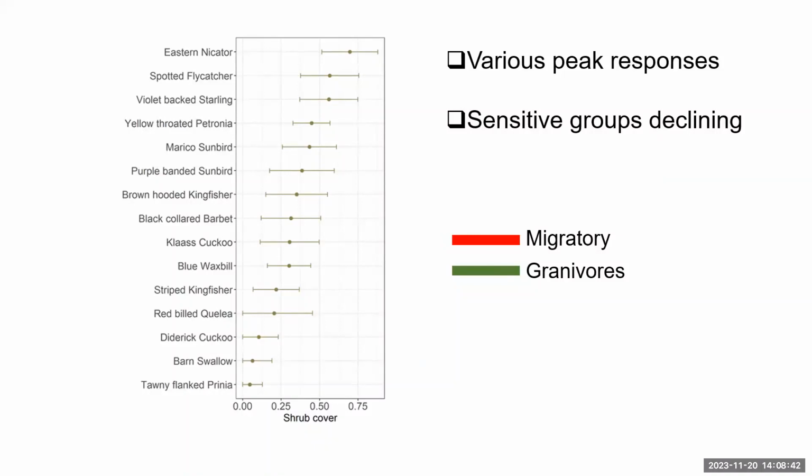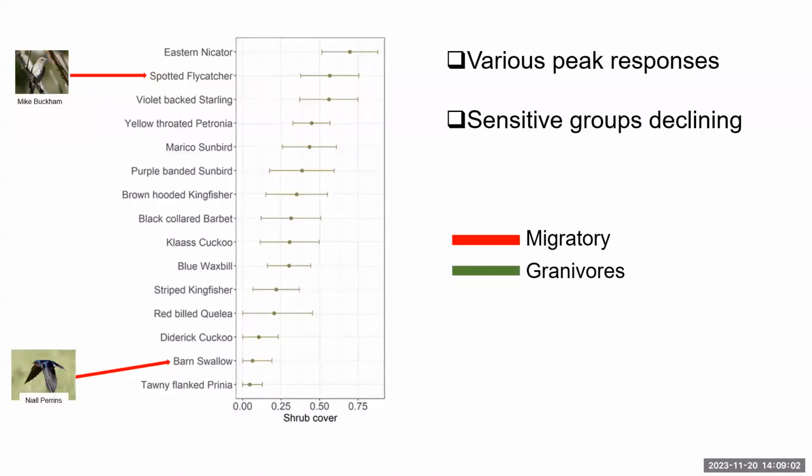So we wanted to zoom into species that exhibited really strong peaks, and wanted to show that those species peaked at various amounts of shrub cover. And here, I just want to highlight 2 groups. The first group are migratory species. So these species overwinter in Southern Africa and breed somewhere in Europe, maybe parts of Asia.